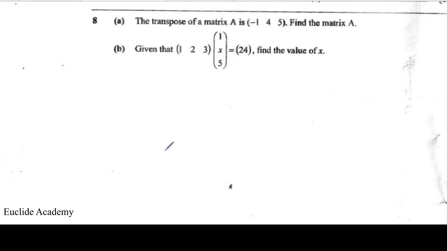Okay, so we can go to matrices. 8. The transpose of a matrix is negative 1, 4, 5. Find the matrix A.